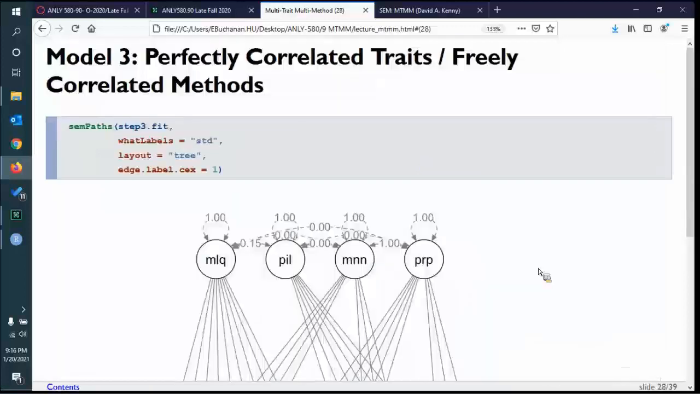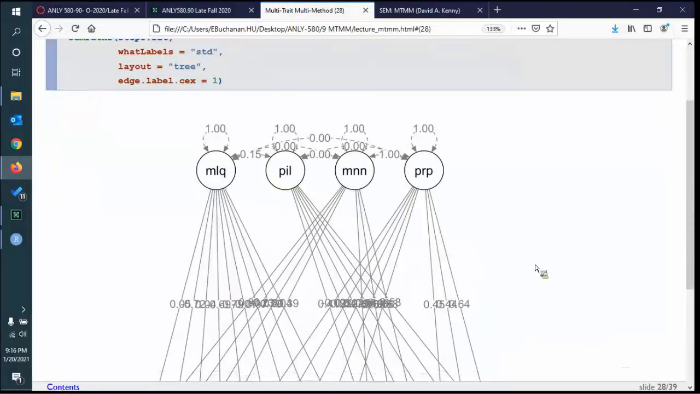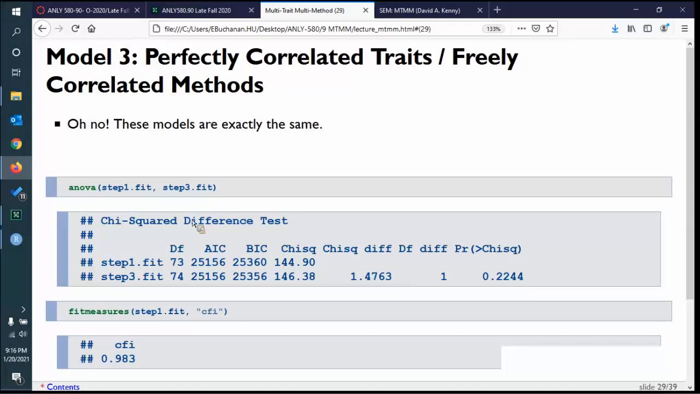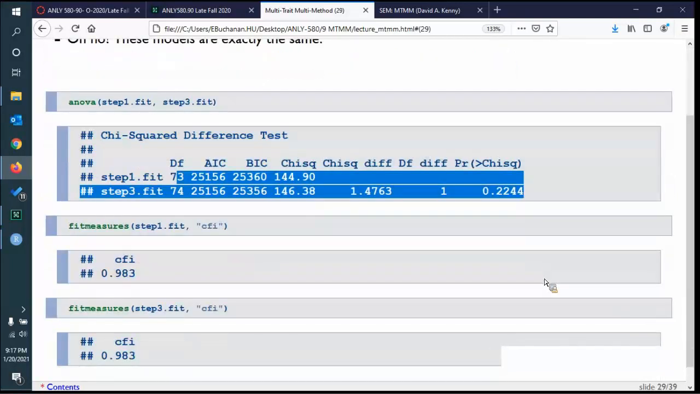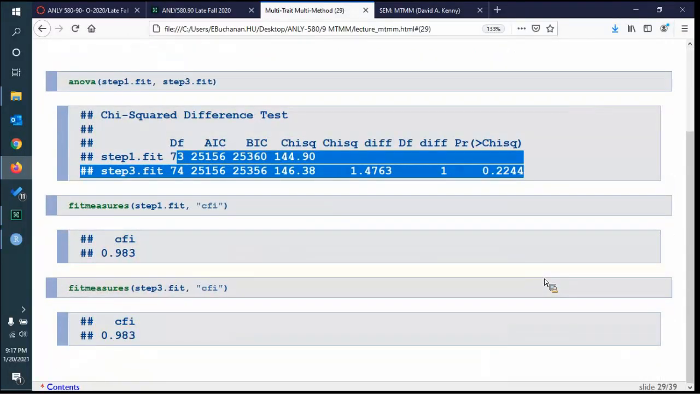Now, here's our pretty picture. Oh no, it's bad. I look at the comparison between 1 and 3. Notice here this is 1 and 3. These do not step down. This is not hierarchical. Everything is compared to model 1. And it tells me they're not different. Okay, my CFIs are exactly the same. And remember that a change of 0.01 is considered important.